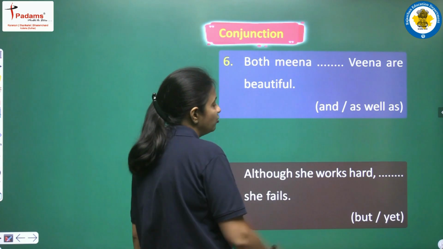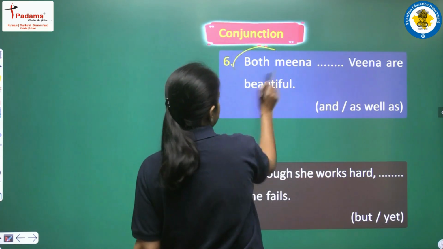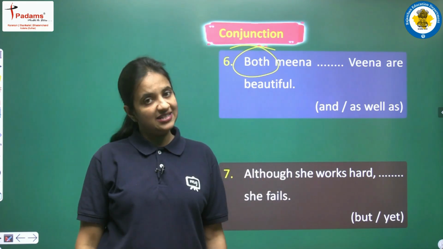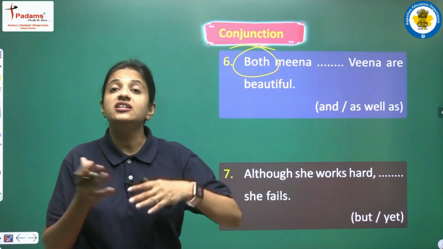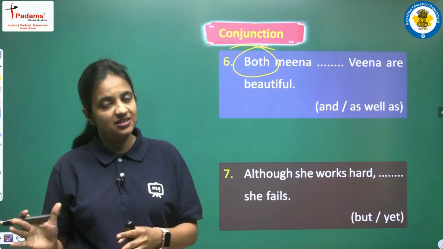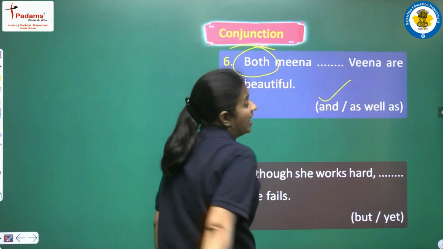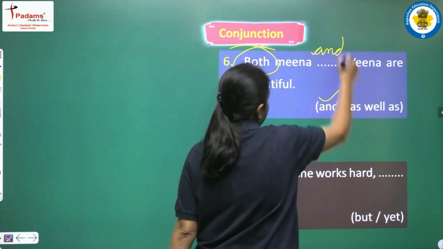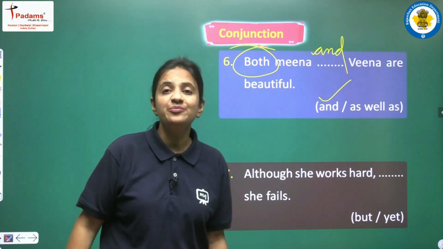Moving on, next sentence, both Meena blank Veena are beautiful. So we are having two options, and the second option is as well as. Again we can see that in the beginning of the sentence we are having both, and yes, it is also one of the conjunctions, and now we all know that both is used with and, because this is a structure both and. So now because of this word we will choose and here from the given options. In this blank we will write and the sentence will be both Meena and Veena are beautiful.